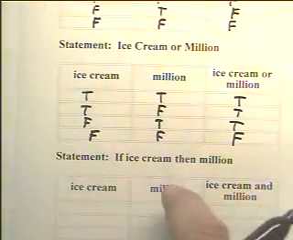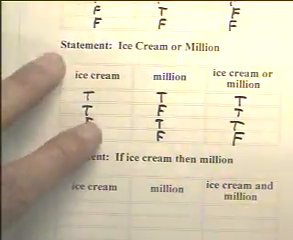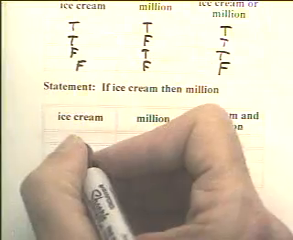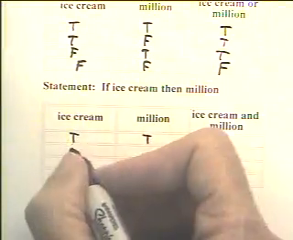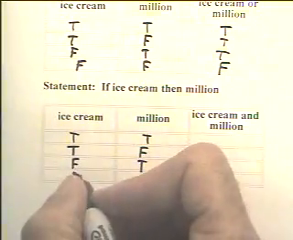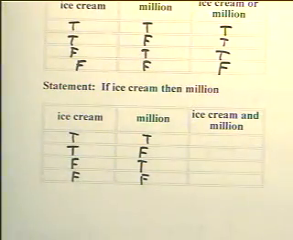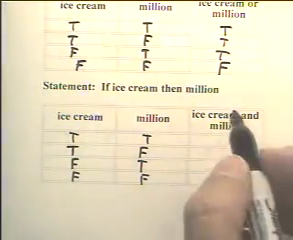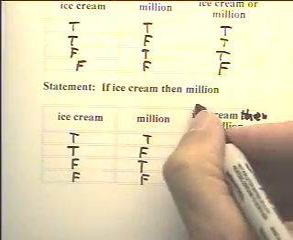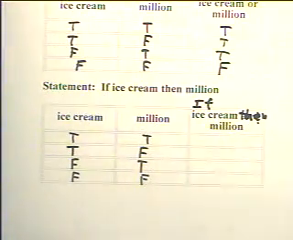Now, if we have a statement that says, if the ice cream, then we get the million, what do we do about that? Well, let's see. Get the ice cream, we get the million. Get the ice cream, don't get the million. Don't get the ice cream, do get the million. Don't get the ice cream, don't get the million. The way we're going to reason this out, and this says ice cream and million, so I'm going to have to change this to read if ice cream, then million.